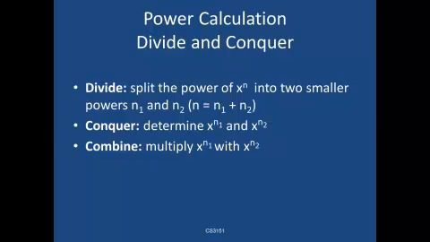Those subproblems are solved by the same process, meaning we split them up into even smaller subproblems and so on, until the subproblem becomes so small that it is trivial. In our case, that means if the power becomes 1. In the combine step, we multiply the two solutions of x to the n sub 1 and x to the n sub 2 with each other and get the final value of x to the power of n.